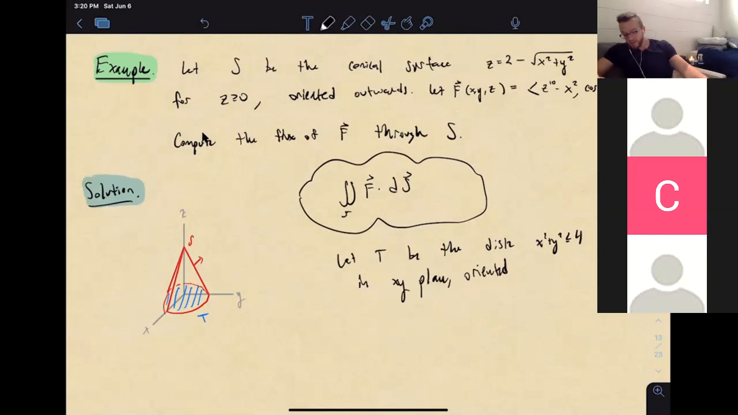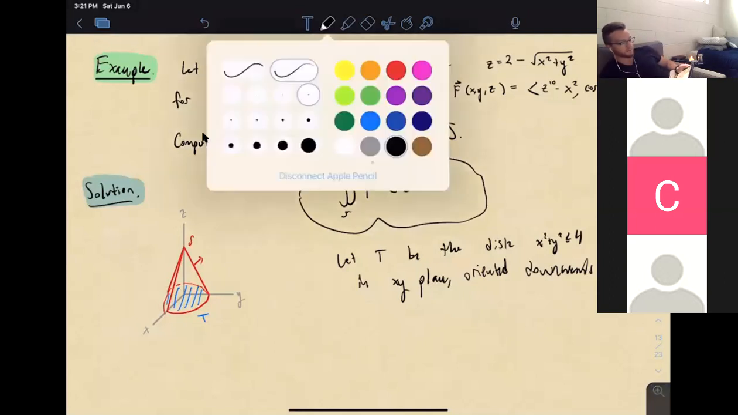Okay, Mateen says downwards. But again, as I've said before, pretty much anything would work. You just have to make a decision and be consistent with it. So if you felt like orienting the disk upwards, that's fine. Let's orient it downwards though. Why not?